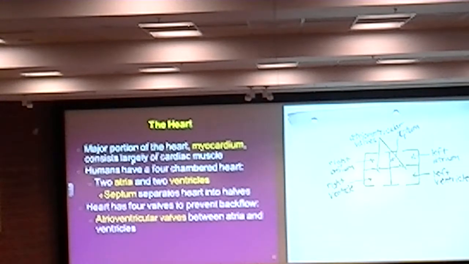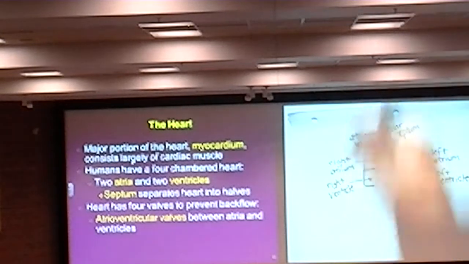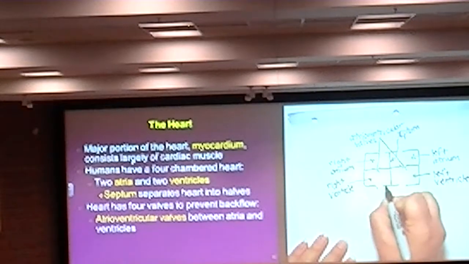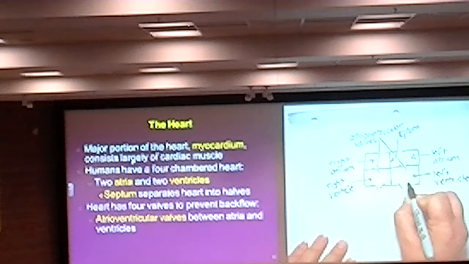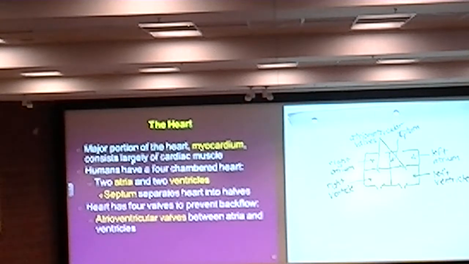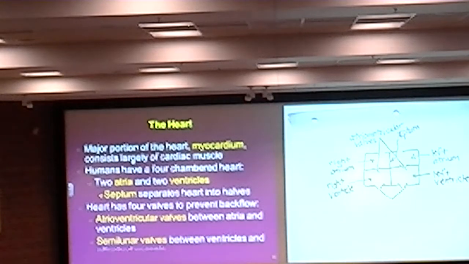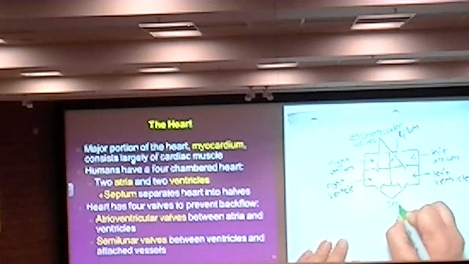They allow blood to only flow from the atria into the ventricles. Blood can't go backwards, can't go from a ventricle into an atrium unless you have a bad heart valve, in which case you'll probably have to have surgery to correct it. But normally you can't get blood flowing backwards. Now there's also a valve here and a valve there at the exits to the heart, and they are called the semilunar valves.